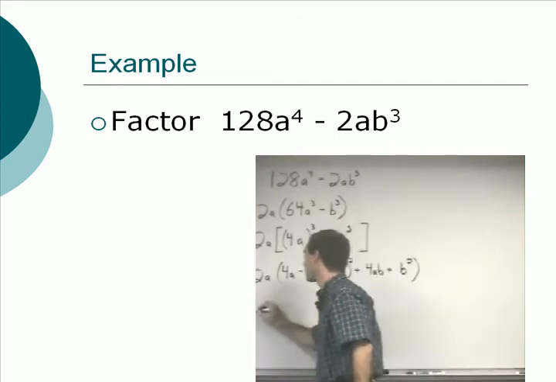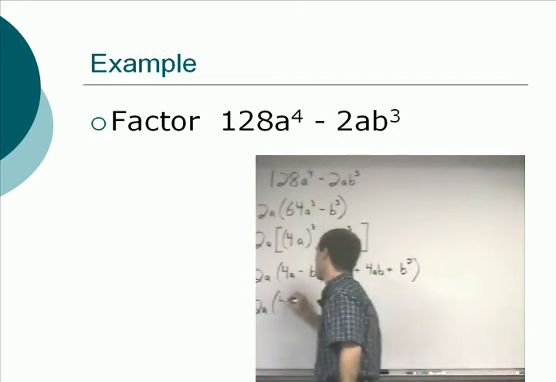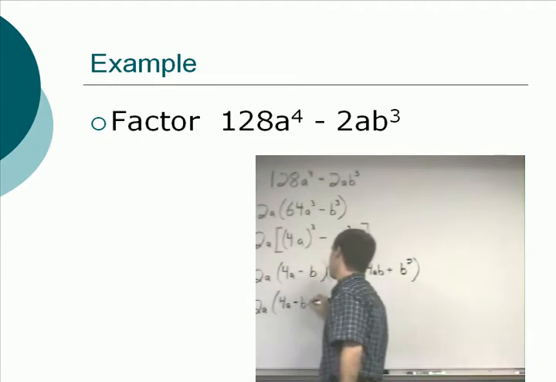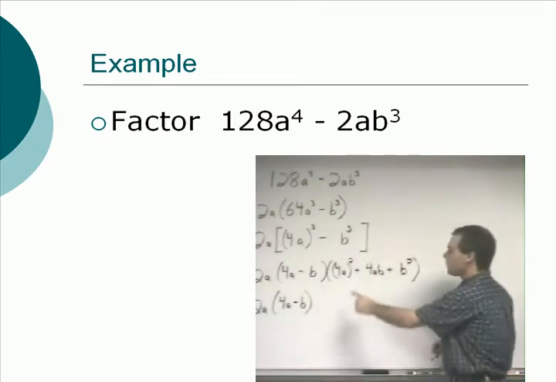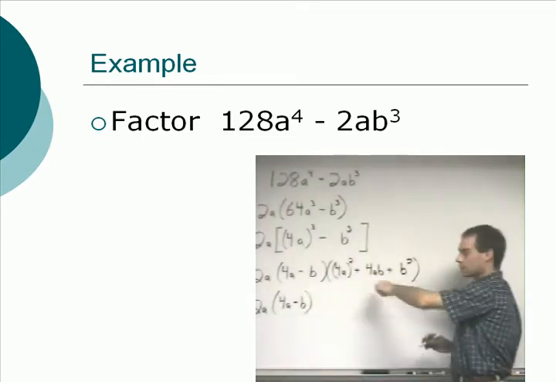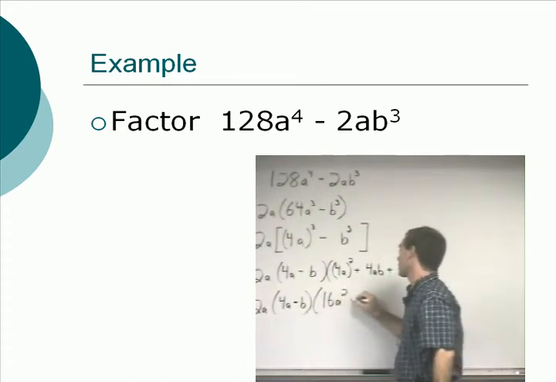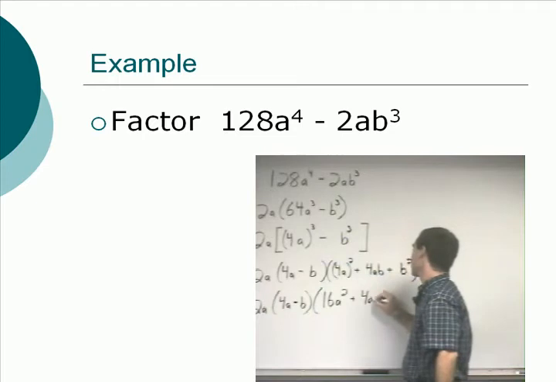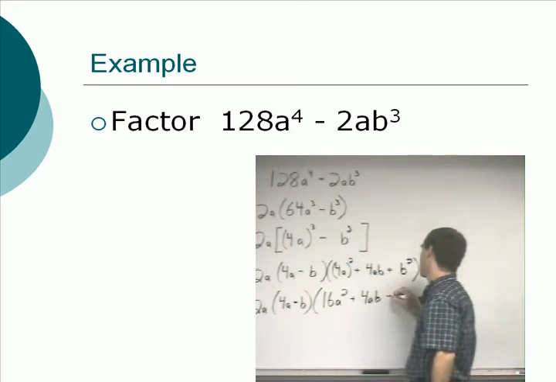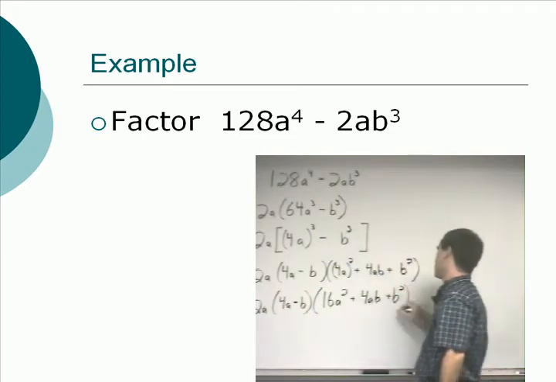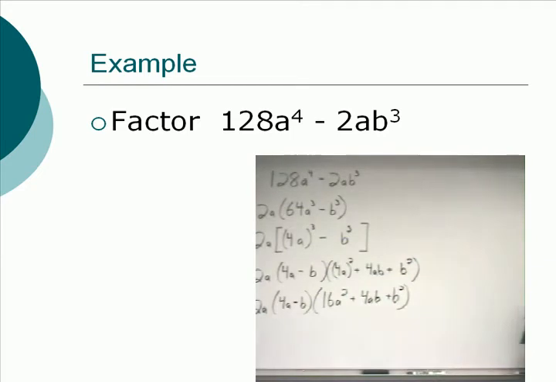So now all we need to do is clean that up just a little bit. We have 2a times 4a minus b. 4a squared we would just write as 16a squared plus 4ab plus b squared, and that difference of cubes is factored. Okay? All right.